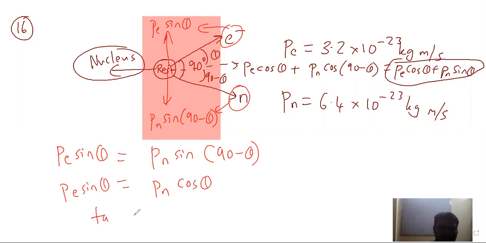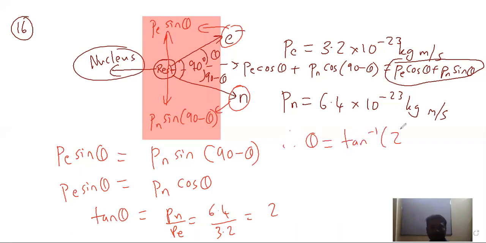So tan theta comes out to be Pn upon Pe. Pn is 6.4 × 10^-23 and Pe is 3.2 × 10^-23. The 10^-23 cancels, and tan theta is 2. So theta is tan inverse of 2.